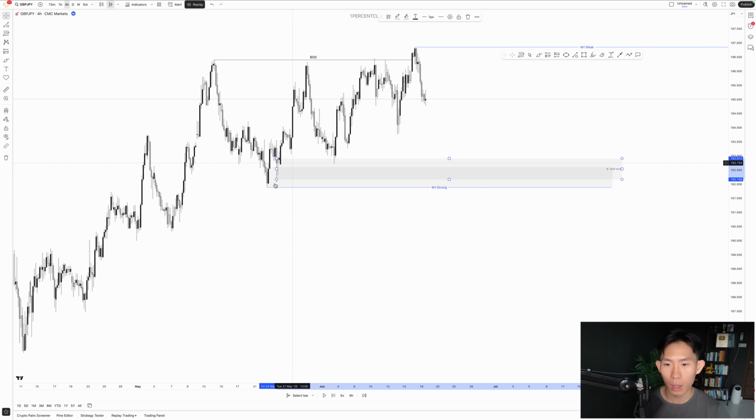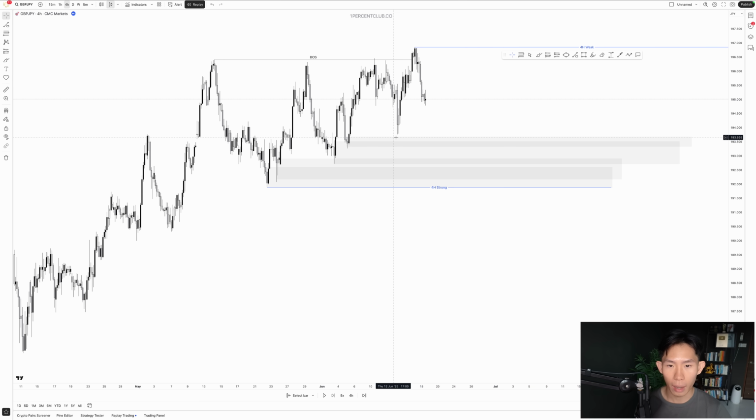Okay, there's another zone right here. But then guess what? Price also used this one as well before pushing up. And let's continue, just follow the money, all right? So you can see there's another demand zone right here, which is somewhat mitigated as well. Then price comes up there and mitigates this. Oh no, this one is unmitigated. And then there's another unmitigated zone right here.